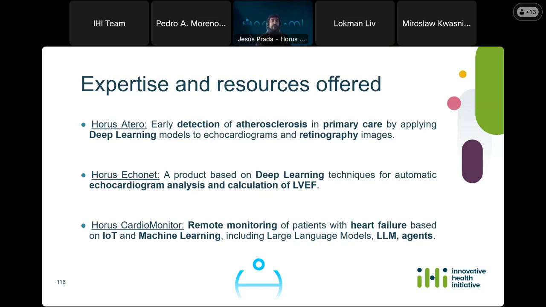Speaking of heart failure patients, we also have this solution called Aarhus Cardio Monitor for the remote monitoring of patients with chronic heart failure.